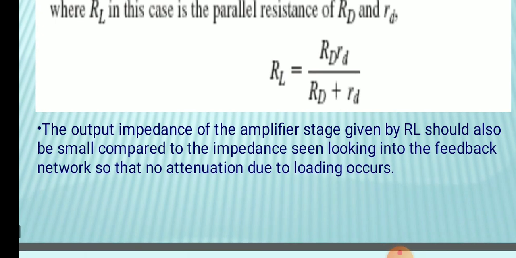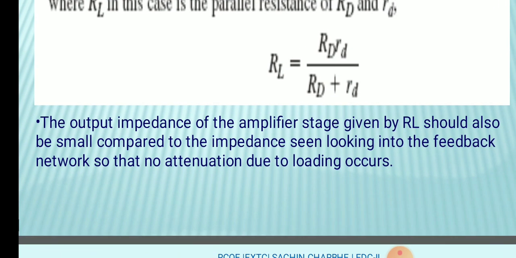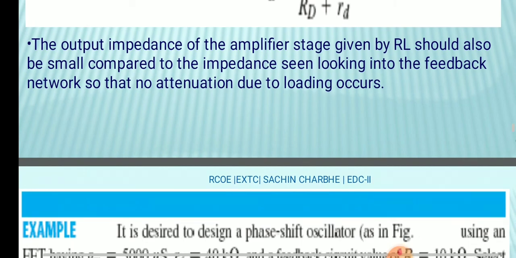The output impedance of the amplifier stage, that is given by RL, should also be small compared to the impedance seen looking into the feedback network, so that attenuation due to loading does not occur.